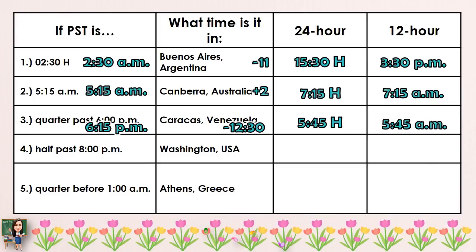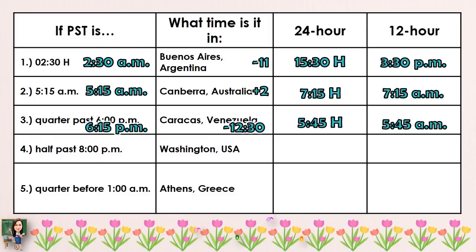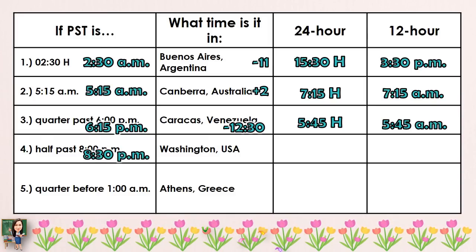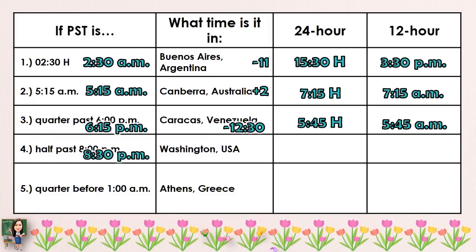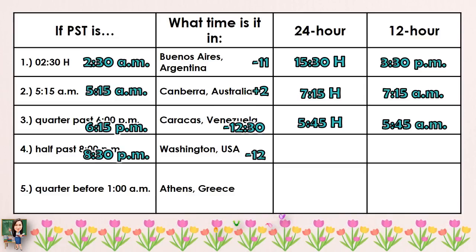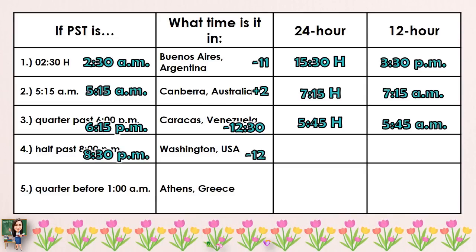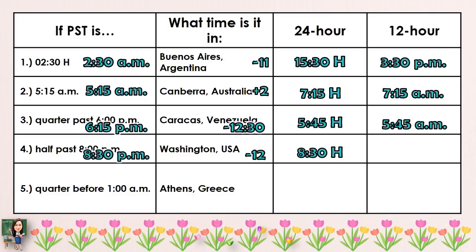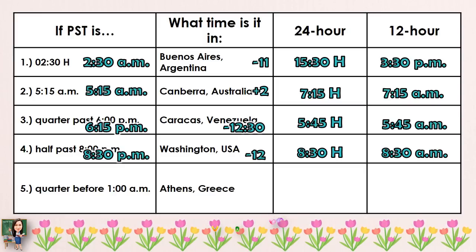Number 4. Half past 8 o'clock p.m. means 8:30 p.m. In Washington, USA, the time is negative 12, or behind by 12 hours. In 24-hour, it is 0830 hours. In 12-hour, it is 8:30 a.m.